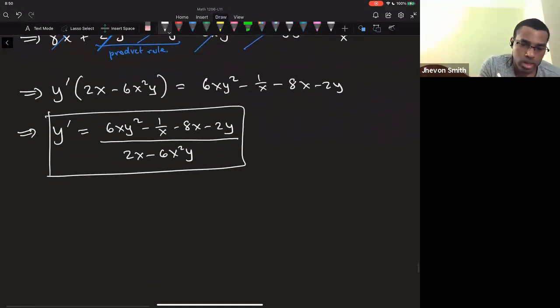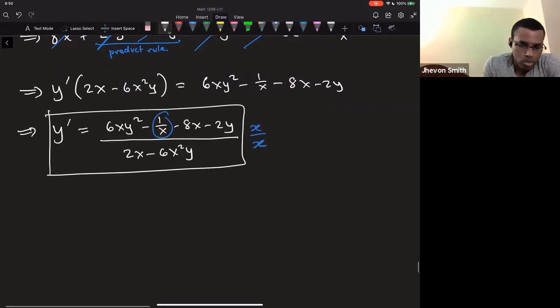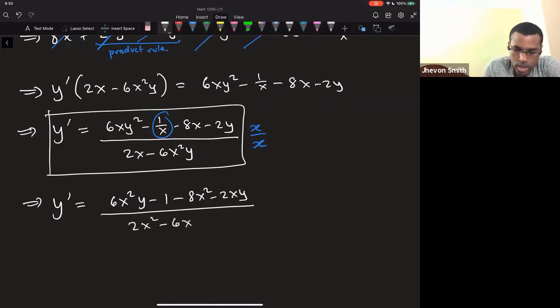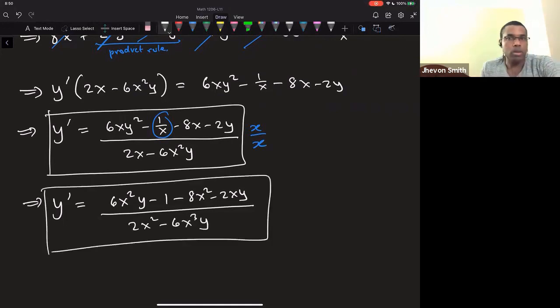However, you could actually rewrite this nicer, multiply by x over x to get rid of that guy, because that's kind of weird. So we get 6x squared y minus 1 minus 8x squared minus 2xy over 2x squared minus 6x cubed y. That's a little bit nicer. But that would be your answer.